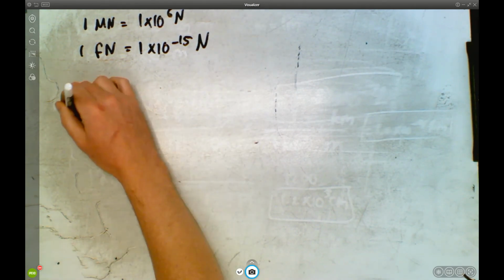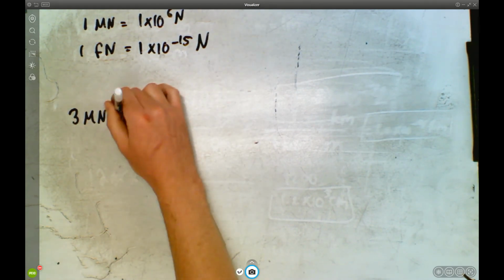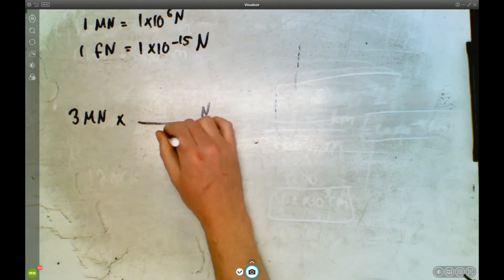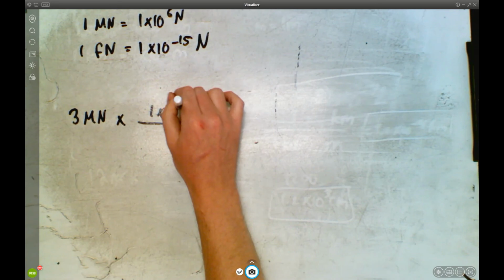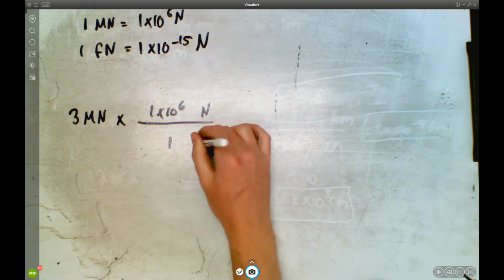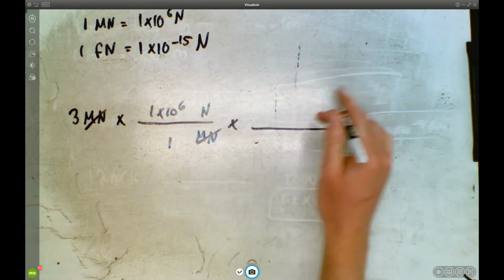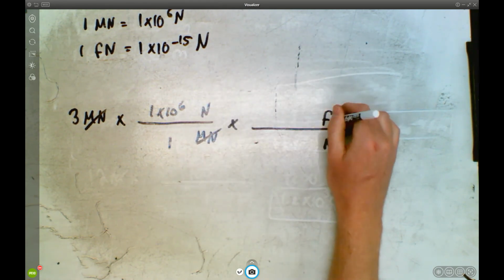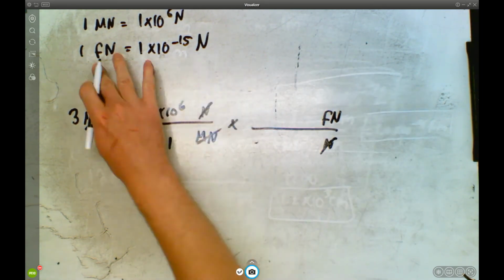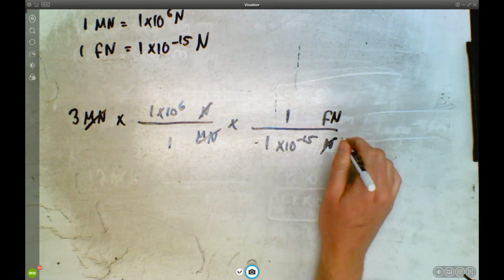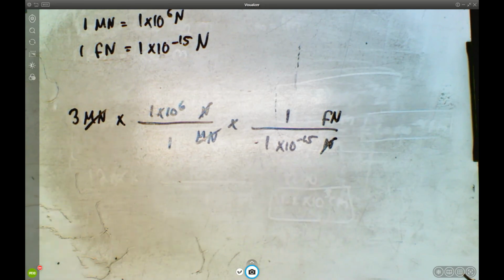Start off with what's given, 3 meganewtons. So I want meganewtons to cancel out first. So I know that there's 1 meganewton and 1 times 10 to the 6 newtons. That cancels out. Put another times sign in another line. I want newtons to cancel out. So femtonewtons goes on top. 1 femtonewton equals 1 times 10 to the negative 15 newtons. Okay, I'm ready to type that into my calculator.